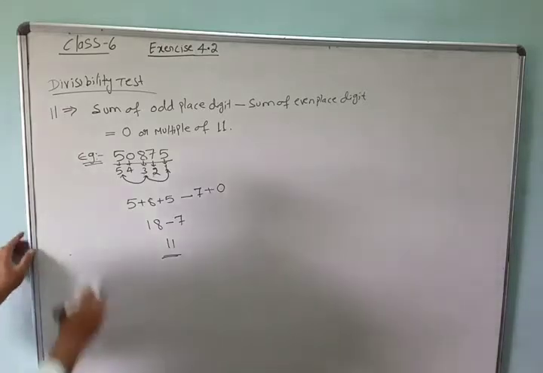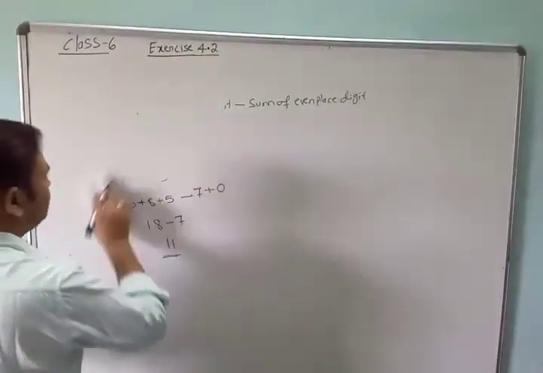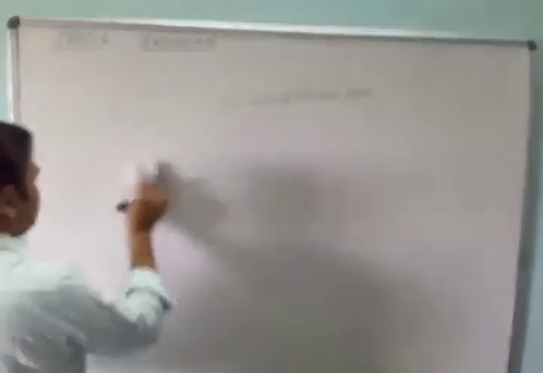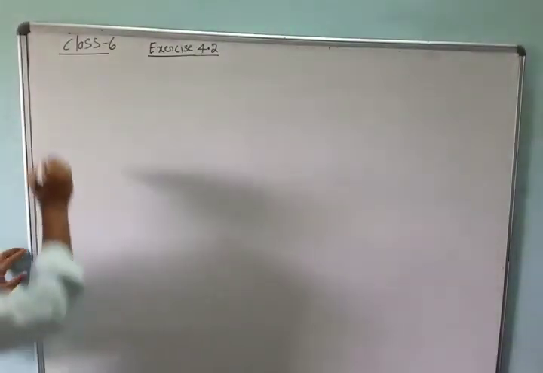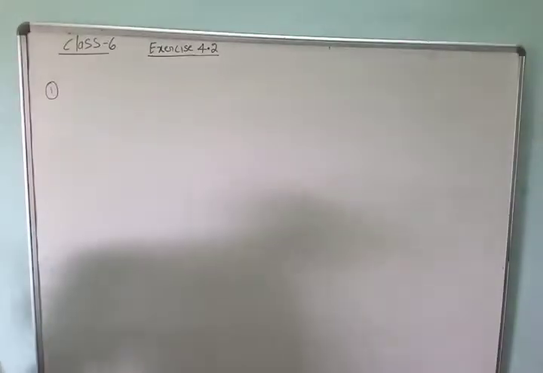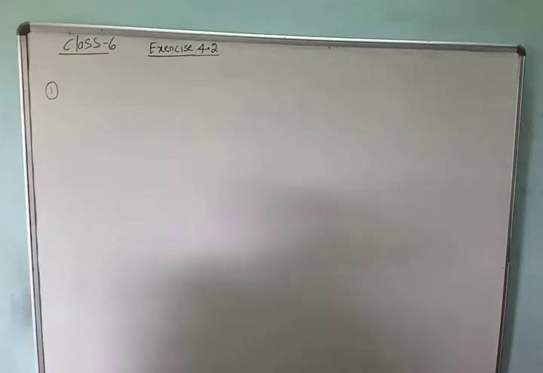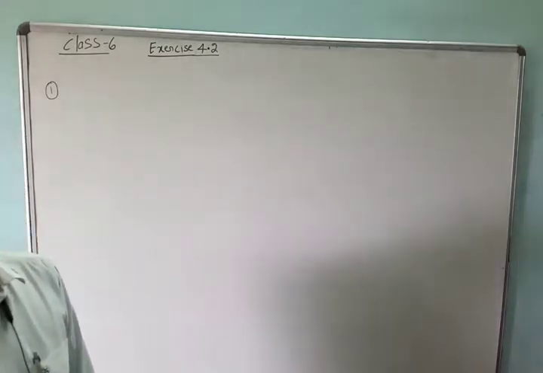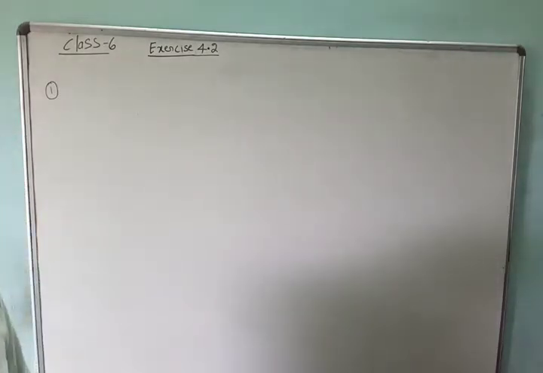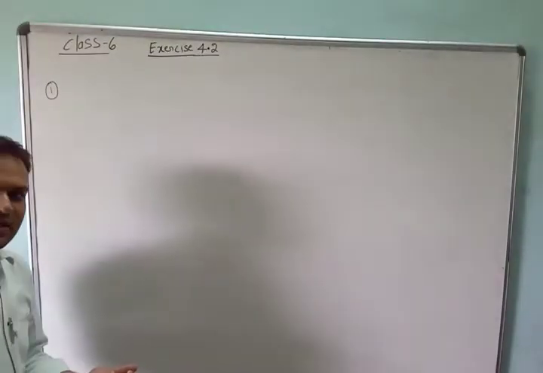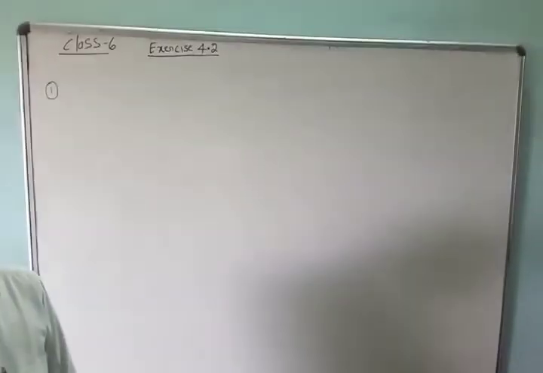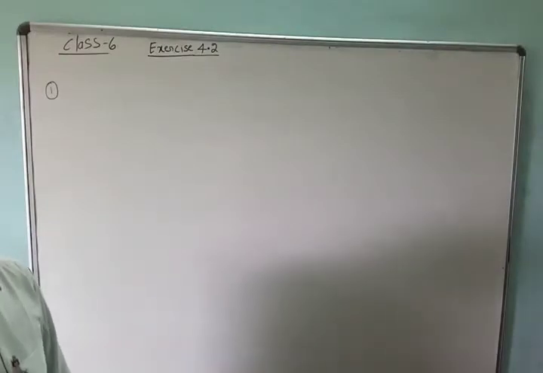Now come to the exercise. In the exercise we just have to check whether the numbers are divisible or not. First question: which of the following numbers are divisible by 2? We have to check the numbers for divisibility by 2. It is very easy. Just check the last digit. If the last digit is an even number, then we can say that it is divisible by 2.